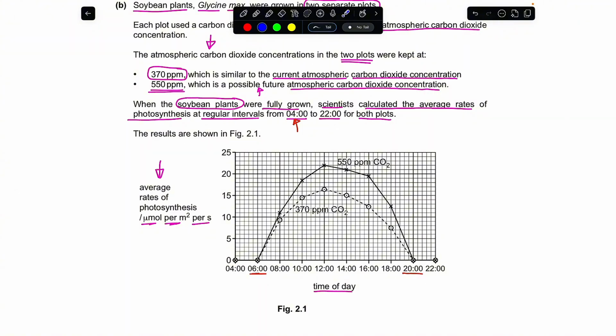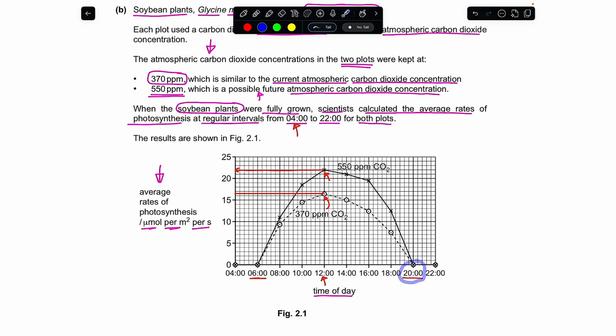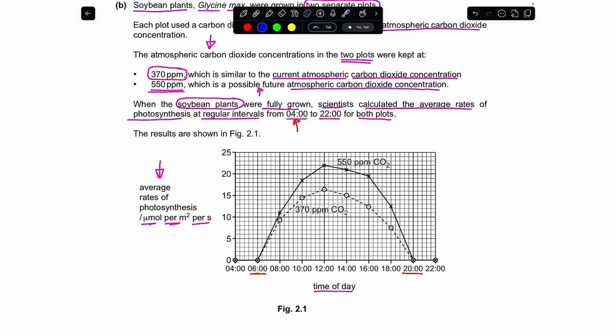What you are required to be noticing is that although they carried out their investigation from 4 a.m. till 22 p.m., I don't see any of the values before 6 a.m. and beyond 20 p.m. Right? So we are just given the values from 6 a.m. and then ending at 20 p.m. So let us just track what description points we have with us.